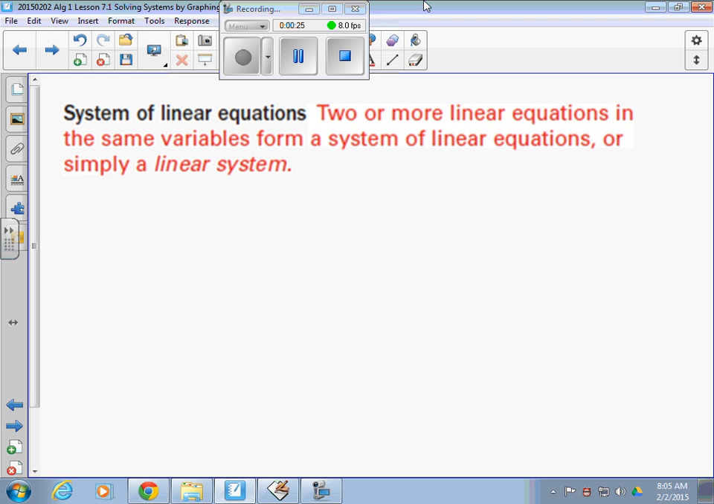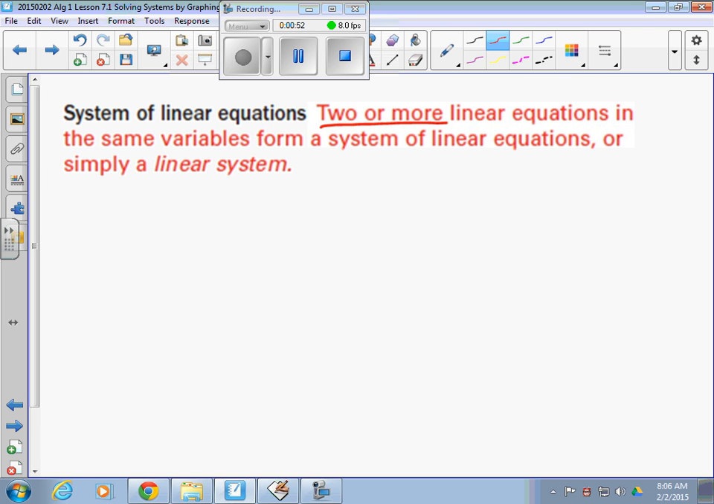The first thing we have is a couple of definitions. First one says a system of linear equations. It's two or more linear equations in the same variables form a system of linear equations, or a linear system is just another word for it. So a system, just two or more, everybody. We know how to graph an equation on one plane. Now we're just graphing two on the same plane.